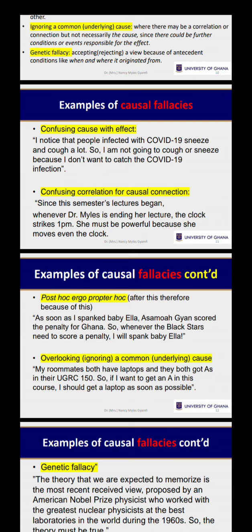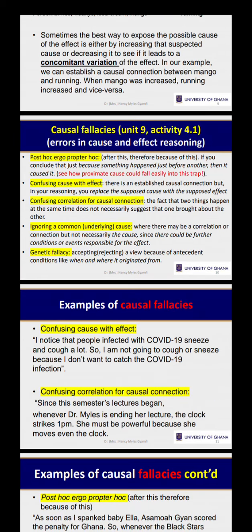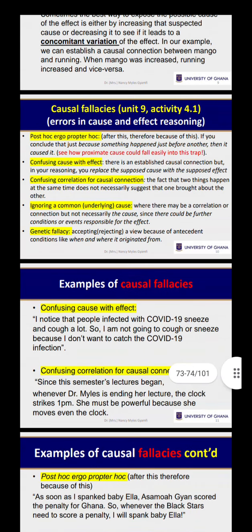The next one is ignoring or underlining common cause. This is where there are many correlations or connections, but not necessarily the cause, since there could be further conditions or events responsible for the effect. Let me give you an example.